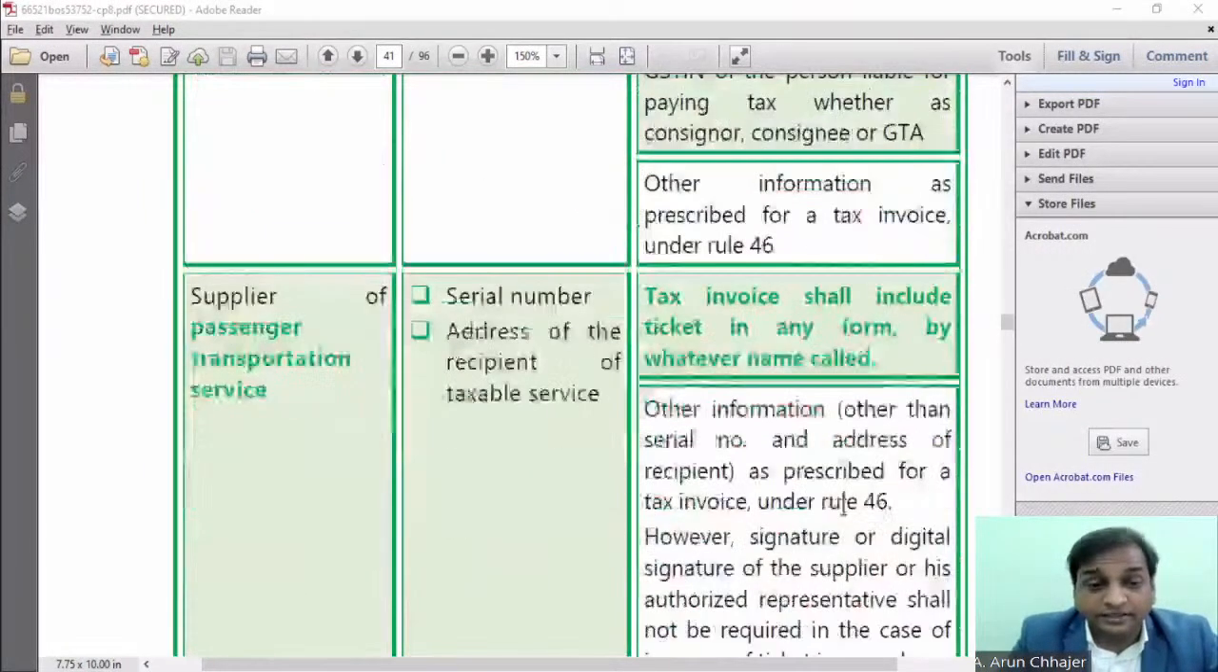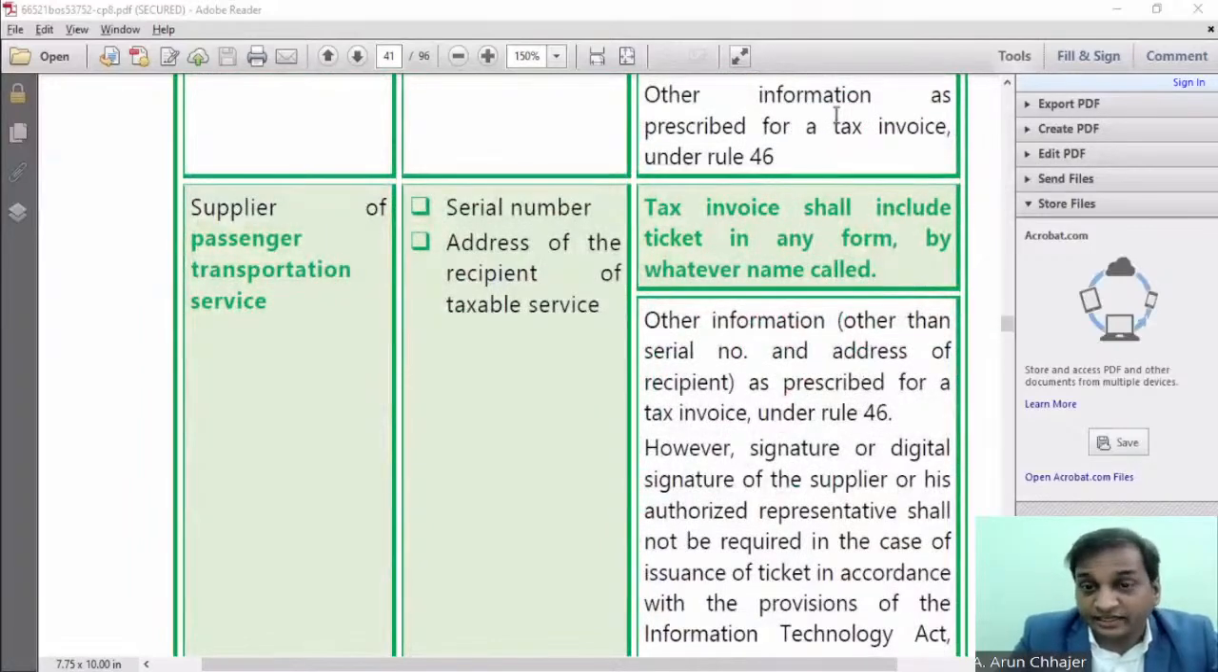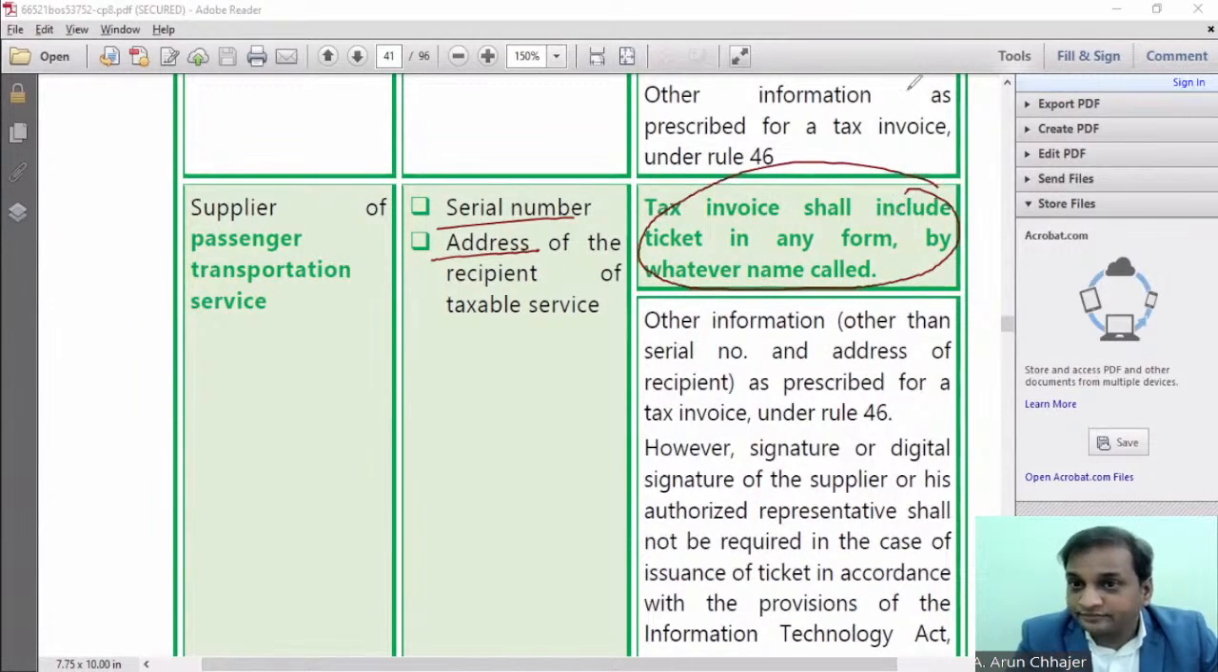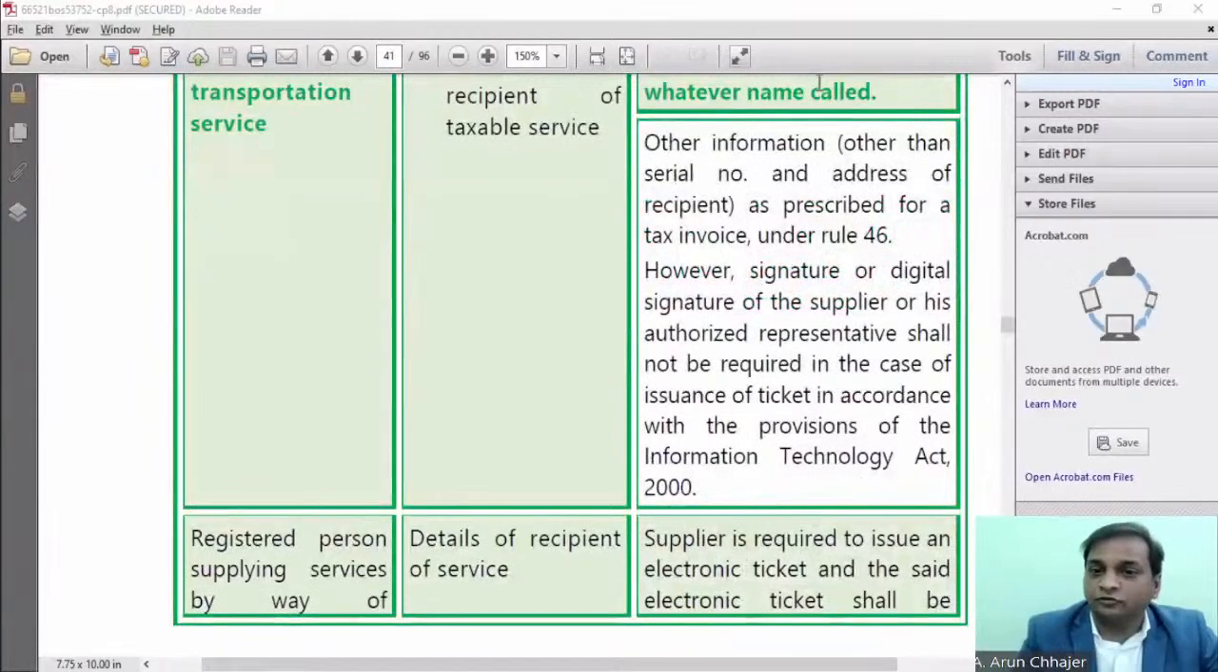Third, passenger transportation service, again, serial number and address are optional. Tax invoice shall include a ticket in any form by whatever name called. Other information, whatever we have discussed in rule 46, is mandatory. What is optional? Serial number and the address are optional, and signature and digital signature.